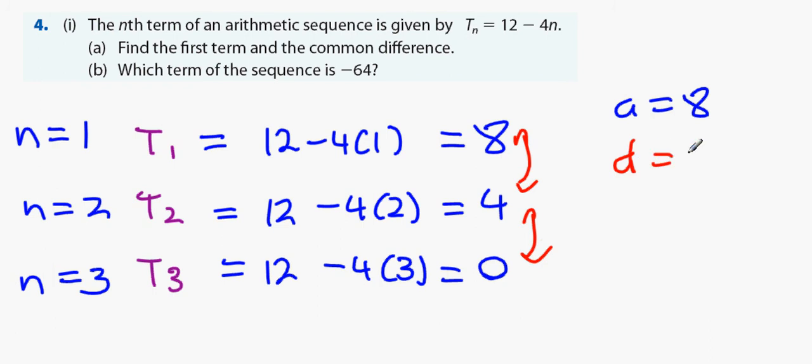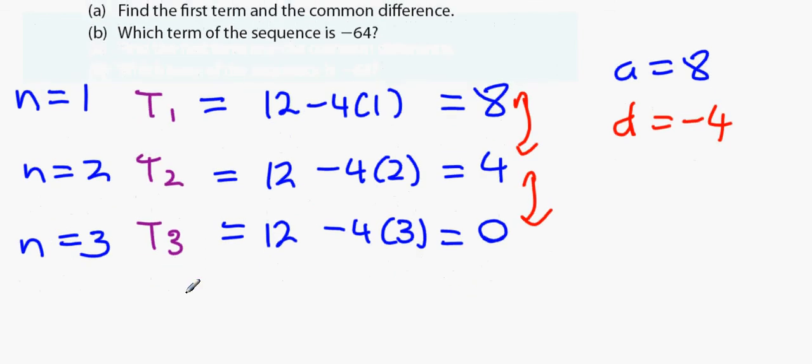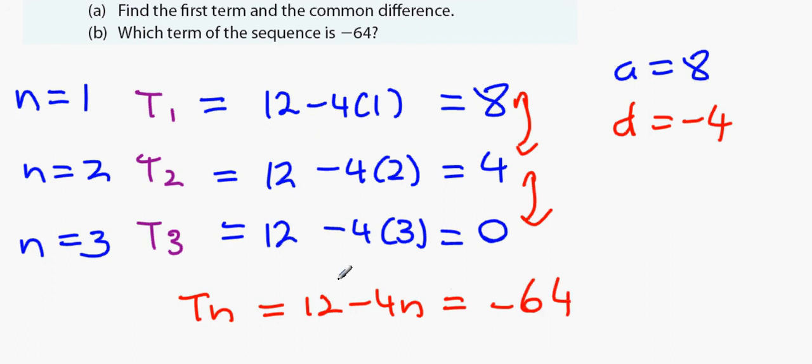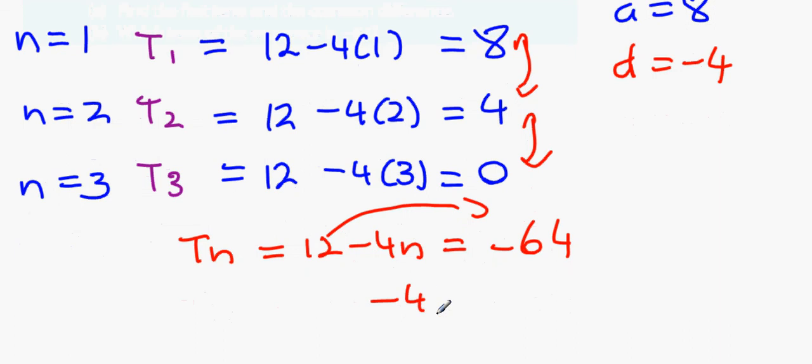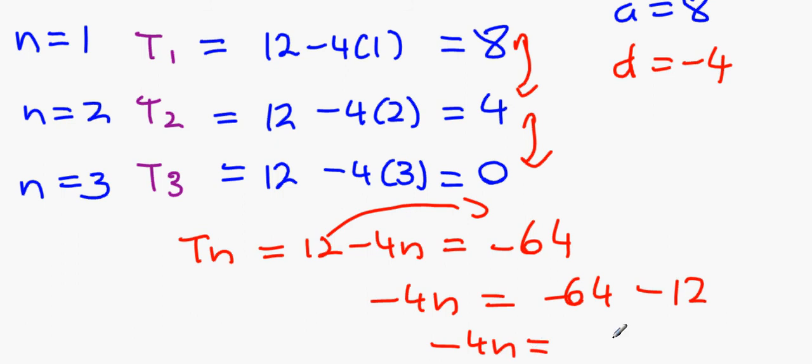Which term of the sequence is minus 64? So Tn equals 12 minus 4n, and this has to equal minus 64. Bring the 12 over to the other side, and what we're going to get is minus 4n equals minus 64 minus 12. Minus 4n equals minus 76.